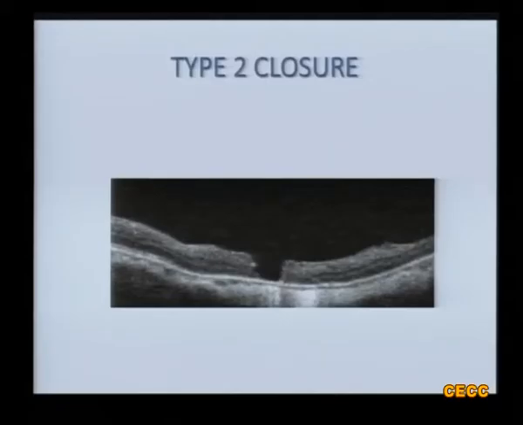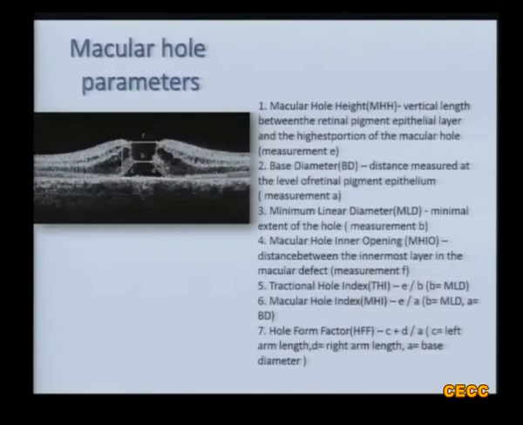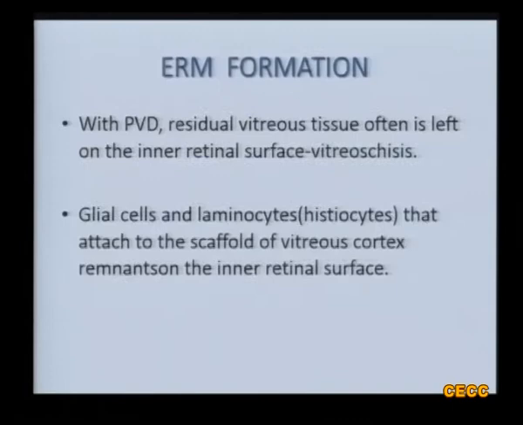So the extent to which these lines regenerate can to some extent explain the visual recovery in these patients. There are many macular hole parameters, and various studies have shown that different parameters can be used to predict the surgical outcome as well as the visual outcome in these patients.